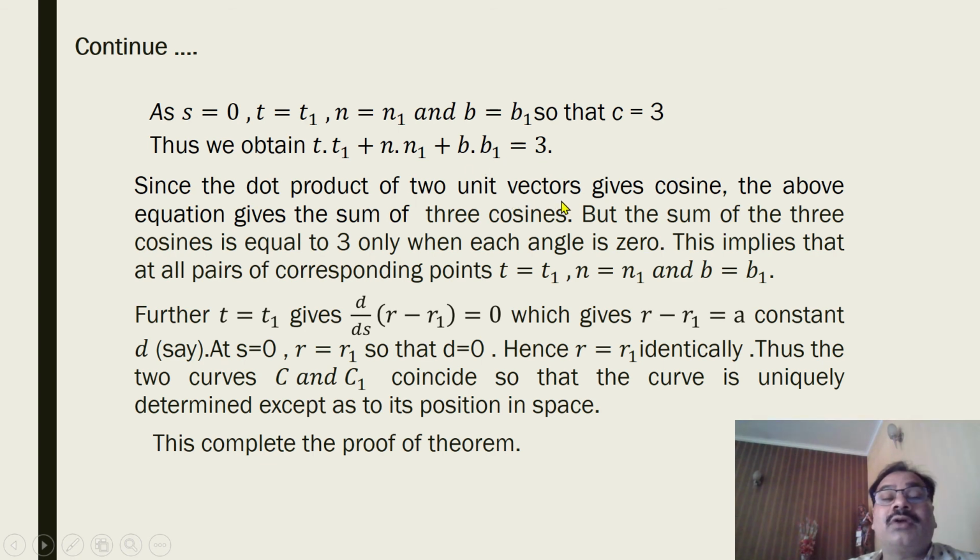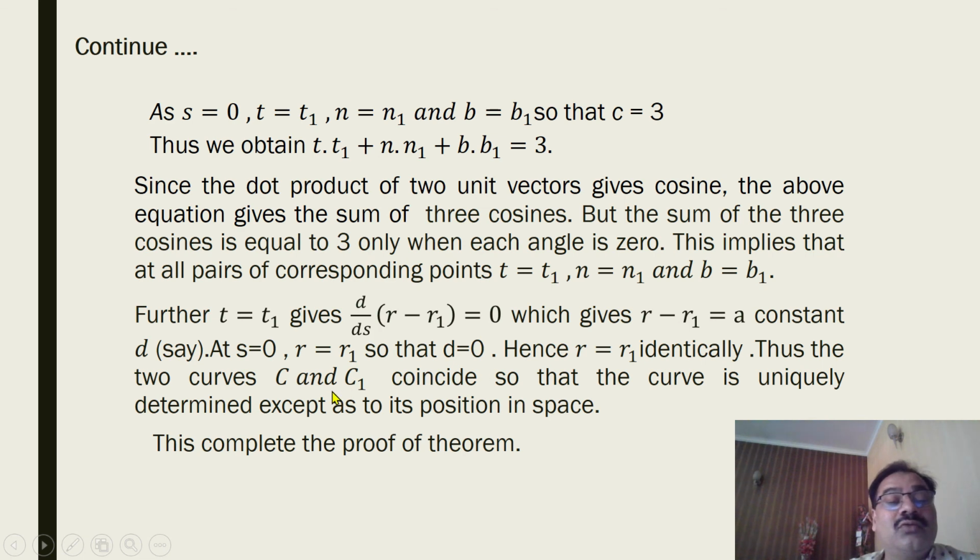Since the dot product of two unit vectors gives the cosine, the above equation gives the sum of three cosines. But the sum of the three cosines is equal to 3 only when each angle is 0. This implies that for all pairs of corresponding points, T = T1, N = N1, and B = B1. Further, T = T1 gives d/ds (r − r1) = 0, which gives r − r1 is a constant, say d. As s = 0, r = r1, so that d is 0. Hence, r = r1 identically.